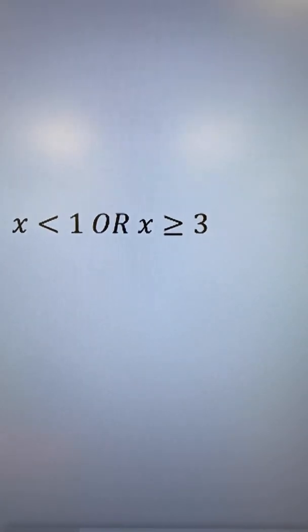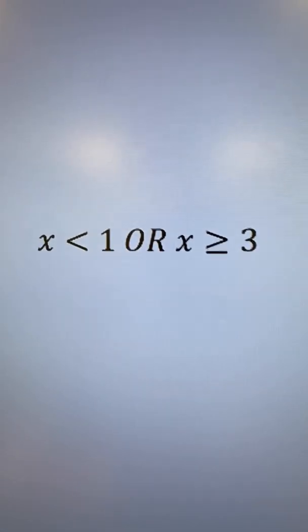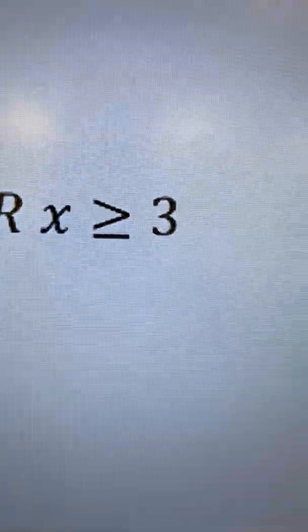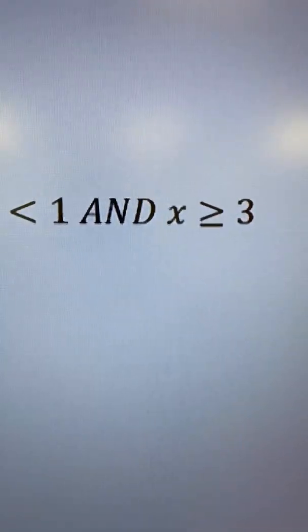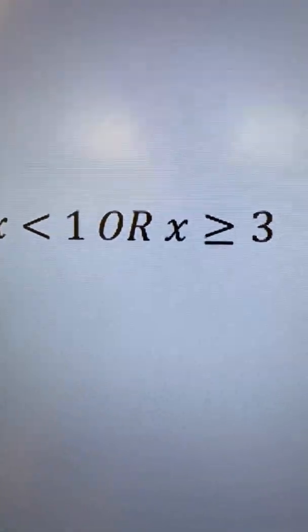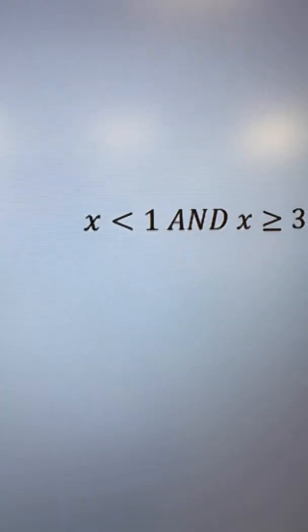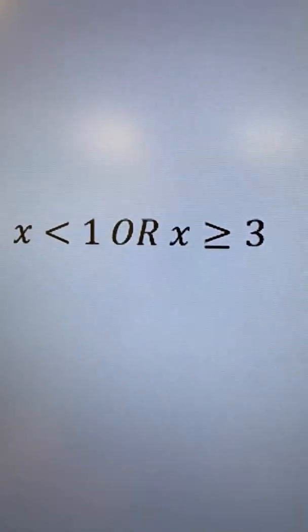So I want to go over these two graphs. Notice that you have x is less than 1, x is greater than or equal to 3. And over here is x is less than 1, x is greater than or equal to 3, except that this is joined by the word AND and this is joined by the word OR. Those two words describe the relationship they are looking for in terms of their solution set.